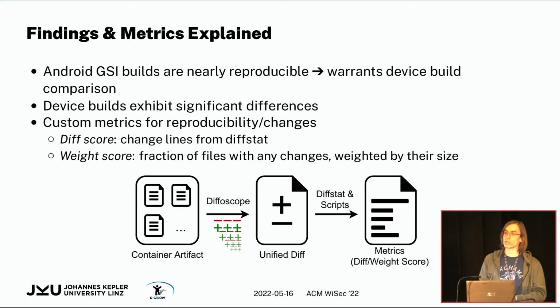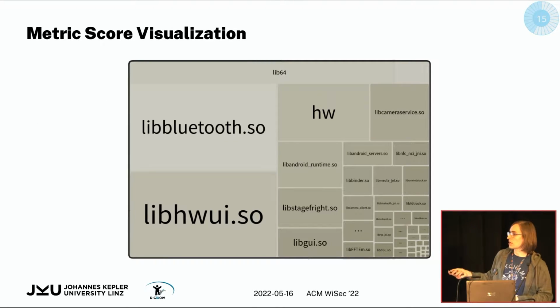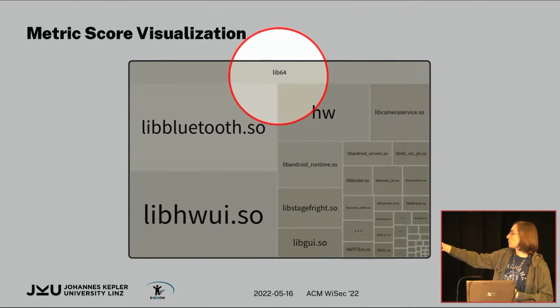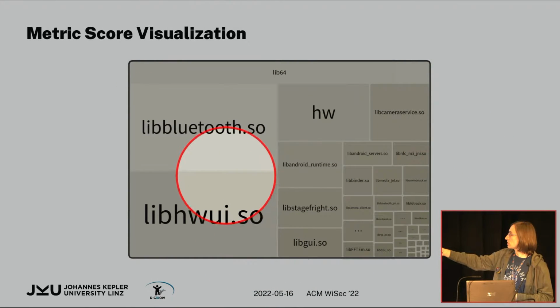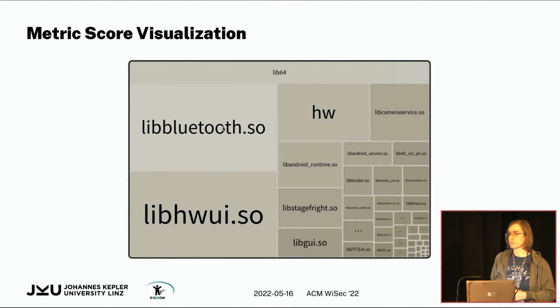The second metric, the weight score, is essentially the fraction of files within an artifact that have had any amount of change, even if it's just a single bit. So bigger files have more impact because it's weighted by their size. I've brought along a very small visualization where we can see this: in the lib64 folder we have multiple artifacts, and all of these have differences, and some are bigger because they are larger in size.